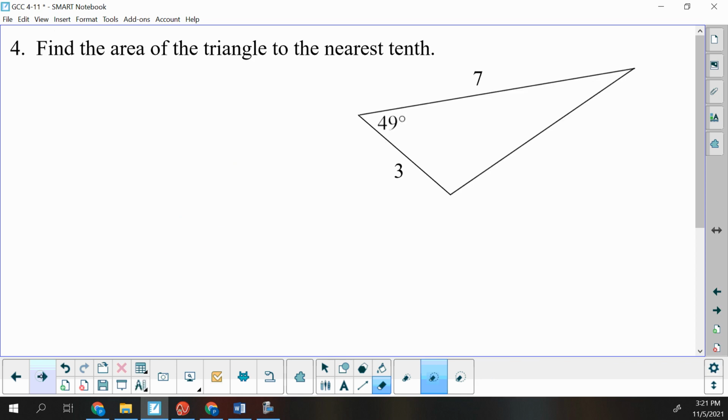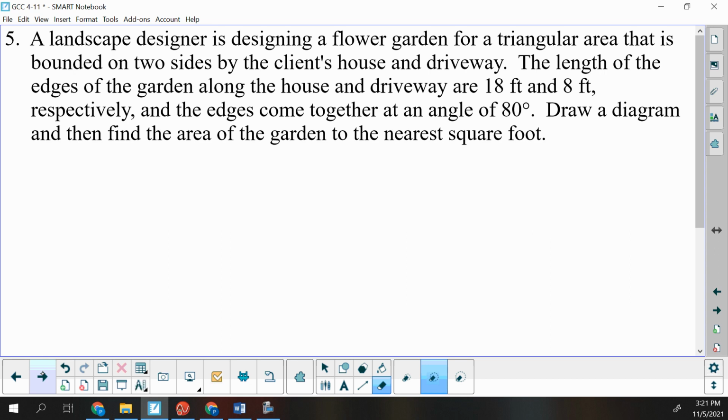So let's flip over to page 60, and we're actually going to look at question 5 first, and then we'll come back and have you try 4 on your own. So a landscape designer is designing a flower garden for a triangle area that is bounded on two sides by the client's house and driveway. So let's just draw some random triangle. So maybe this side is the house, and this side is the driveway. The lengths of the edges of the garden along the house and driveway are 18 and 8 feet respectively.